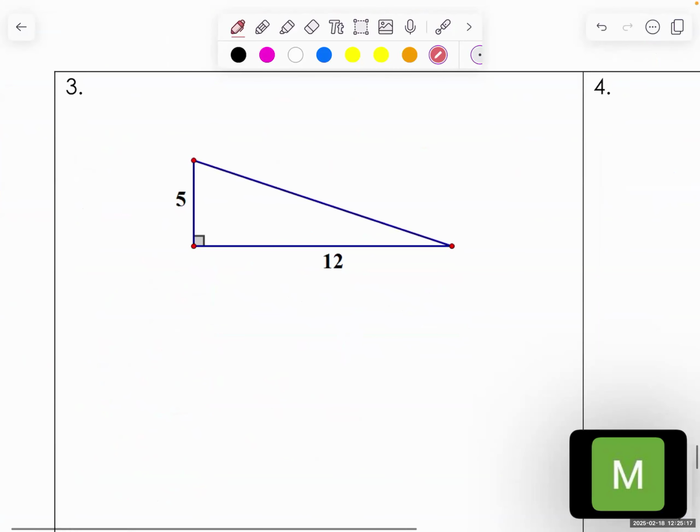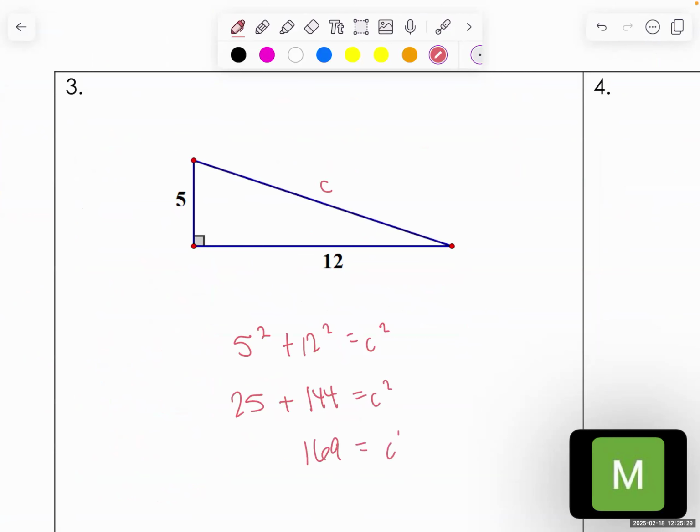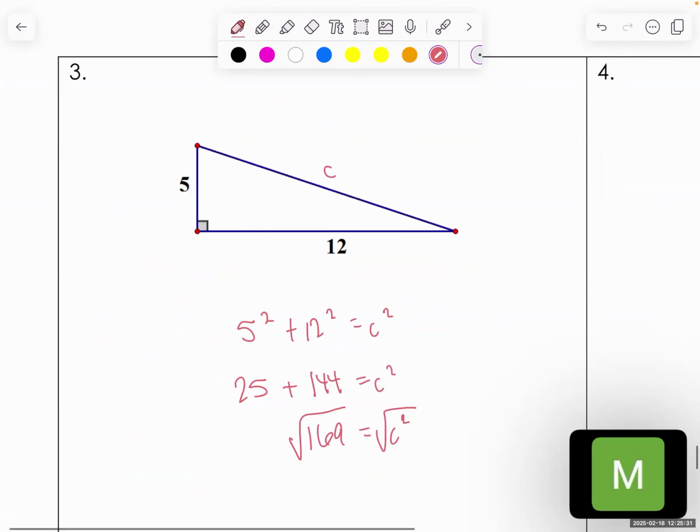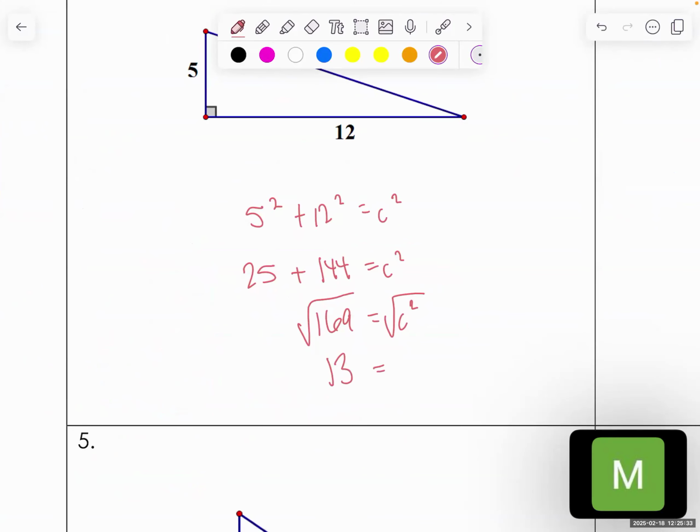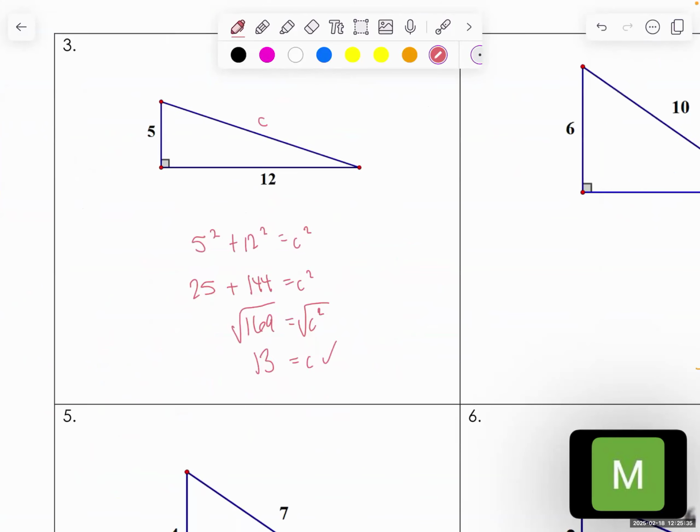So, for example, on this guy, I'm going to let this be C. 5 squared plus 12 squared equals C squared. 25 plus 144 equals C squared. 169 is indeed a perfect square. It is 13. And that's my answer.